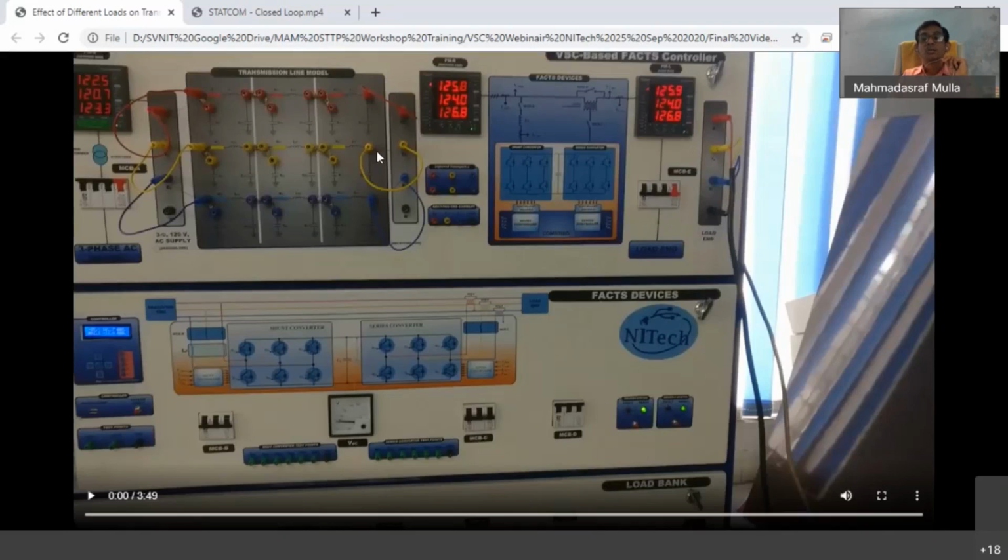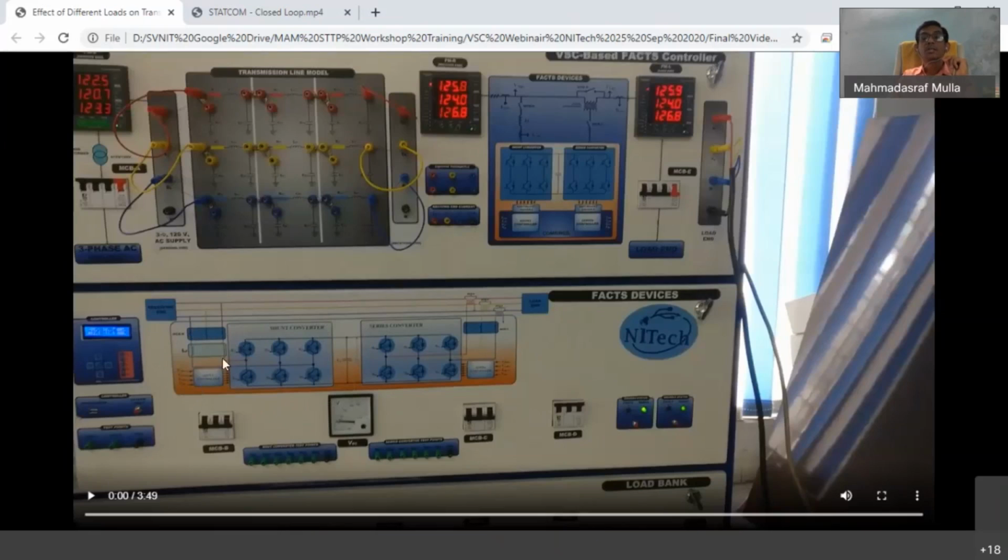Now, today's subject is FACTS devices. If at the receiving end I connect some shunt device, then how can we overcome this problem, how can we change the magnitude of this voltage? That we will try to understand. The voltage source converter has 6 IGBTs, 1 DC link capacitor and 3 interfacing reactors. This will make the shunt compensator.